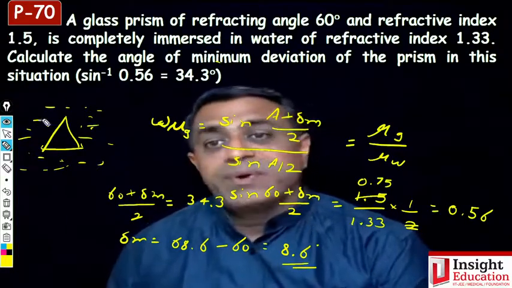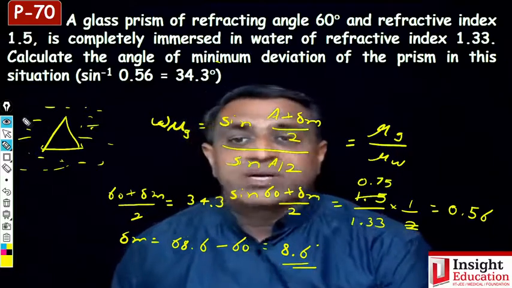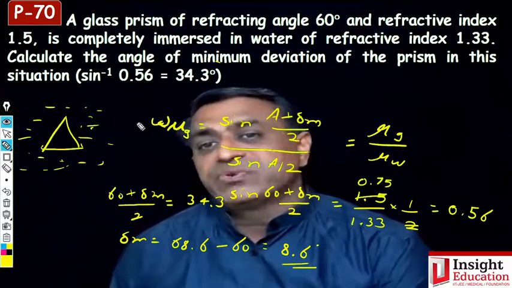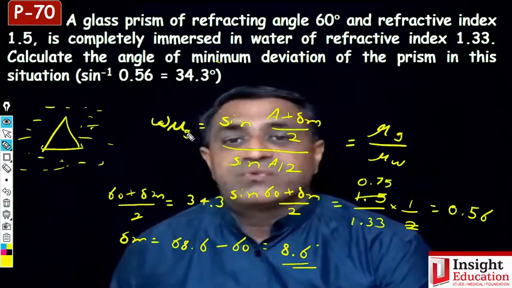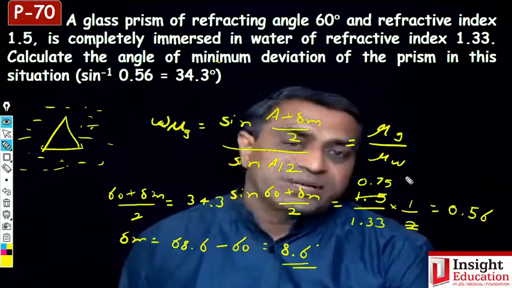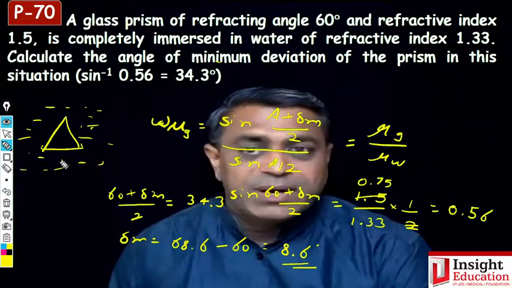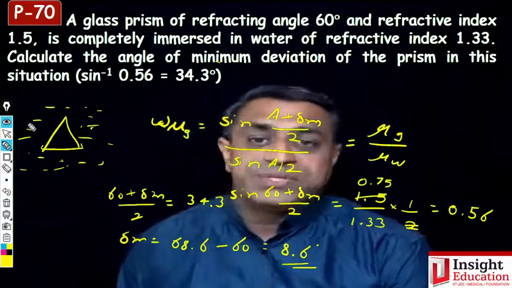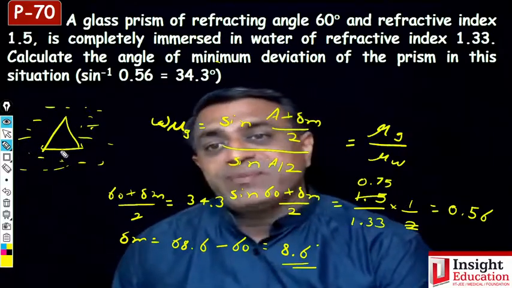Okay, so now remember, if prism is in the water, then instead of mu we have to consider refractive index of glass with respect to water, or whatever may be the fluid outside the prism. Okay, so generally we make mistakes over here.